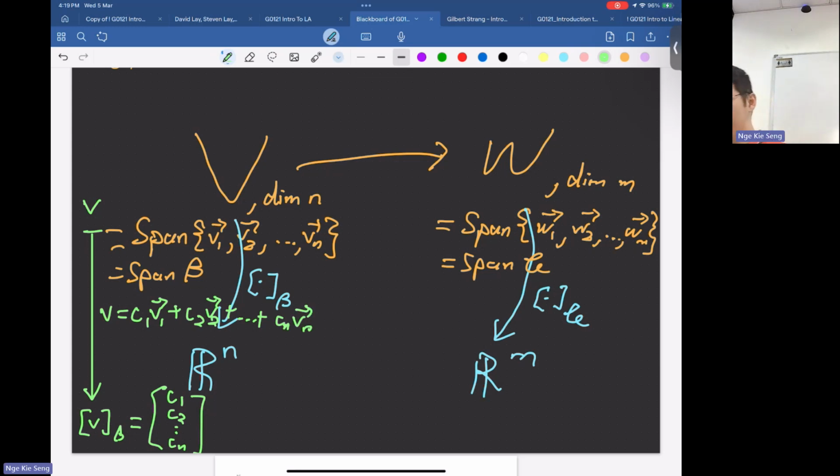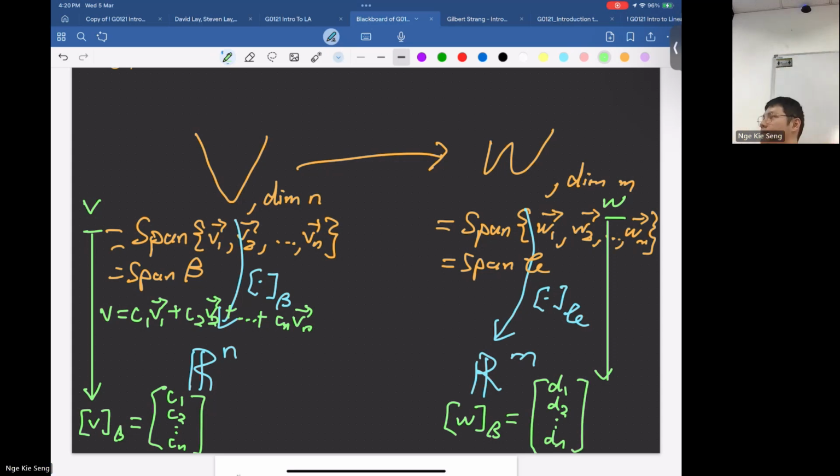We play the same game to W. We also can write W as a linear combination of the bases, such that we associate this W to m numbers, let's say D1, D2 up to Dn. So what's this middle arrow here?